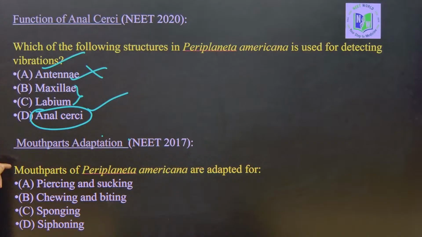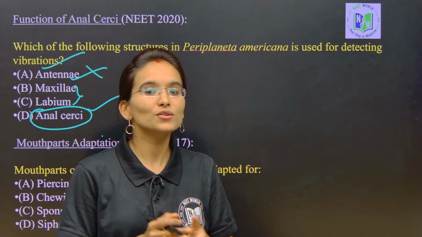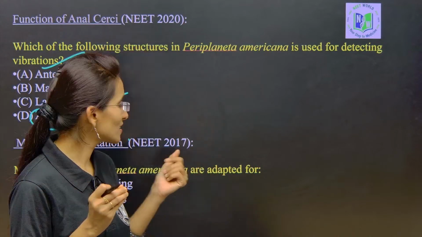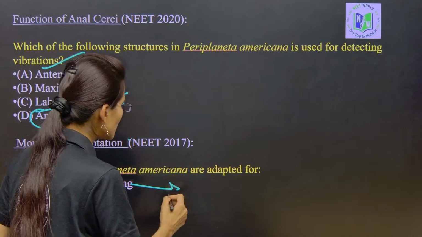Next one, mouth parts adaptation. See how the mouth parts are well adapted and how they are used in the biting and chewing of the food. Actually which parts are those? Let's have a look here. Yes, piercing and sucking. So this is absolutely wrong, my dear students.